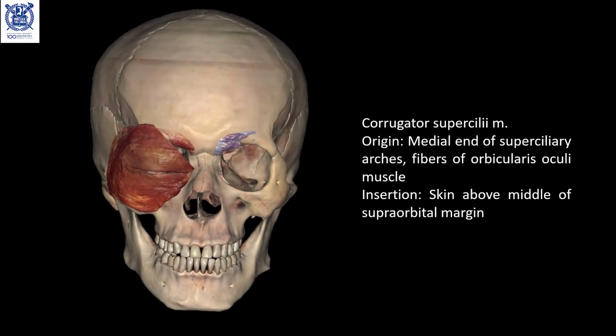Corrugator supercilii muscle. It arises from the medial end of the superciliary arches and fibers of the orbicularis oculi muscle, and it inserts at the skin above the middle of the supraorbital margin. It has innervation from the zygomatic branch of the facial nerve, and it acts to move the skin of the forehead medially and inferiorly, that is to say, towards the root of the nose.